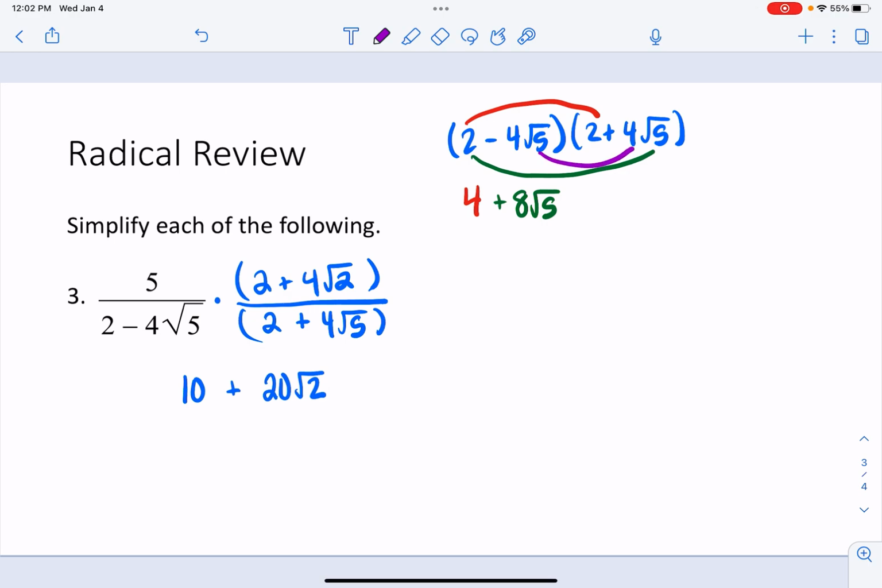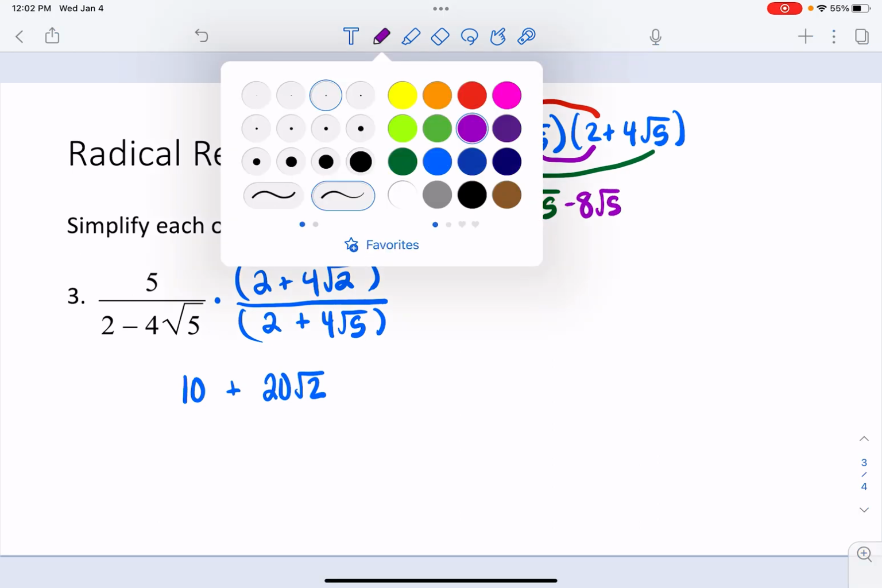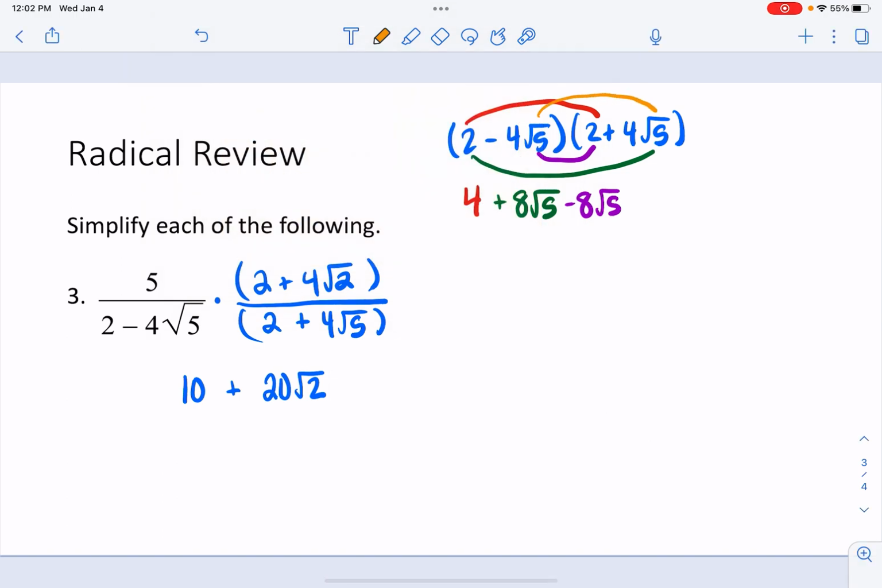Oh, I did that wrong. I did that swirl wrong. Outside terms, inside terms. I was wondering why it didn't cancel. And then our last terms is a negative. 4 times 4 is 16. Root 5 times root 5, remember, simplifies to be a 5.